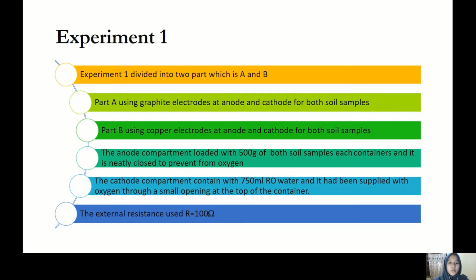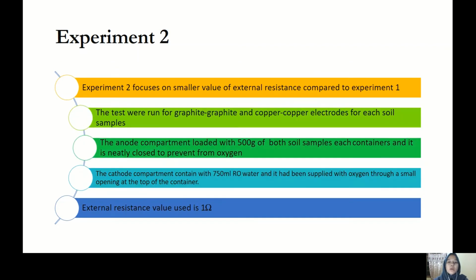And the compartment is connected to PEM, which is the salt bridge, and then the circuit will finish by connecting the resistor value of 100 ohm. Experiment 2 is the same, but the difference is only at the external resistance used, which is 1 ohm.